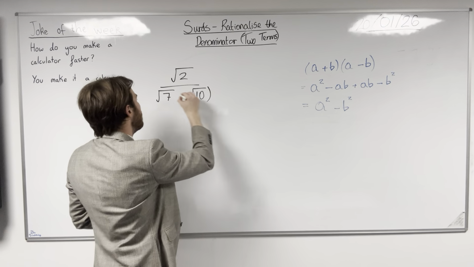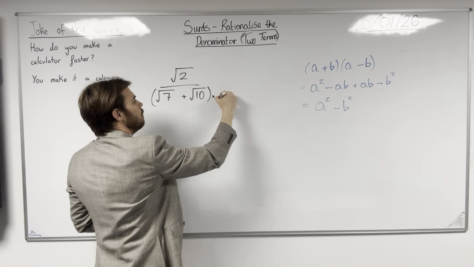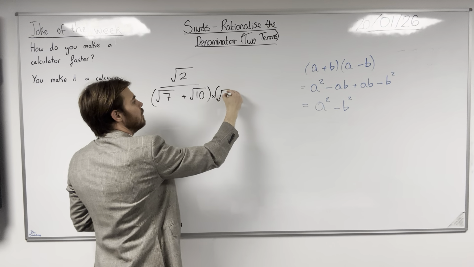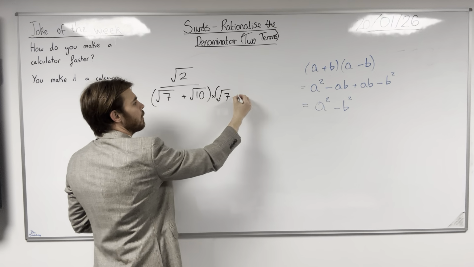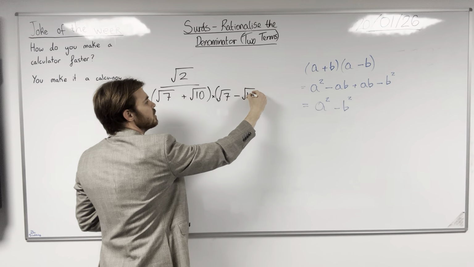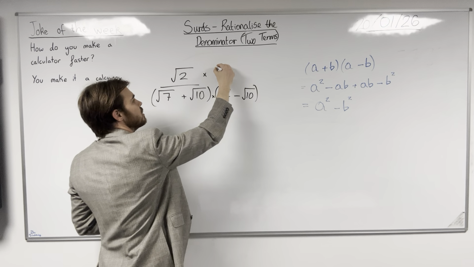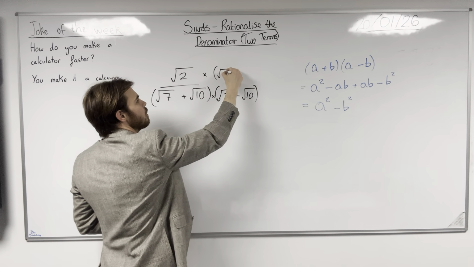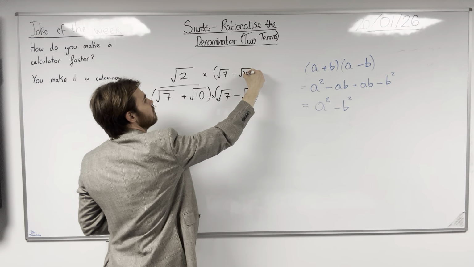So I'm going to multiply, put my bracket in, the square root of 7. This is a plus, so I'm going to use a takeaway, the square root of 10, and then we times the square root of 2 by the square root of 7 take away the square root of 10.